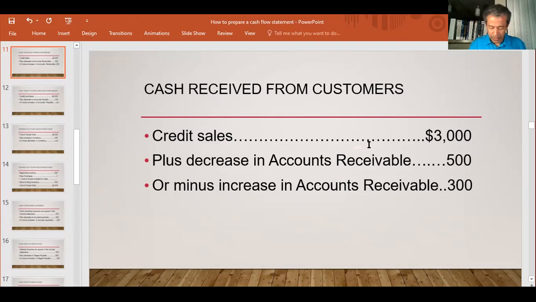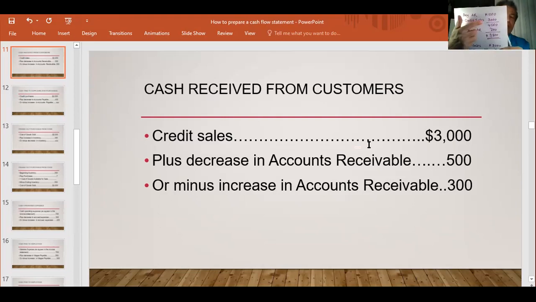$3,000 plus decrease in AR of $800. You can see, that also gives me $3,800. Which one's easier? You can see your credit sales of $3,000 plus decrease in accounts receivable of $800. So that makes it up to $3,800.